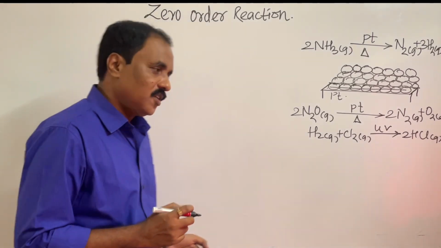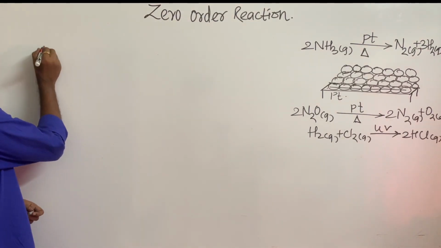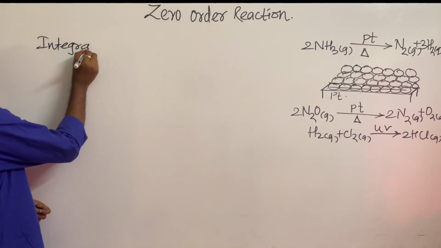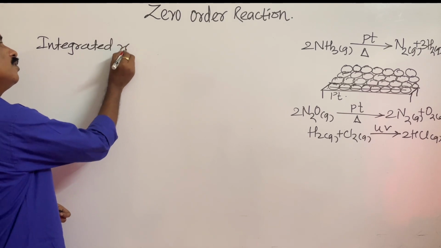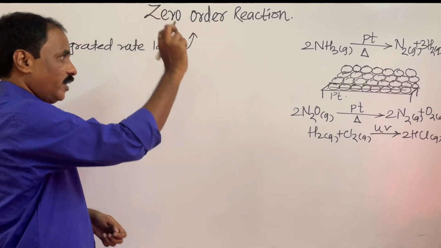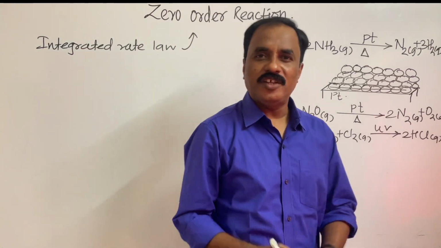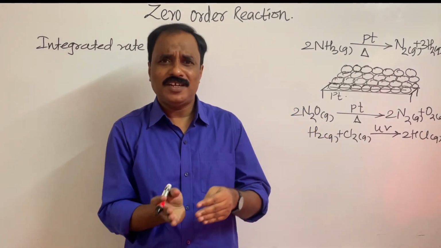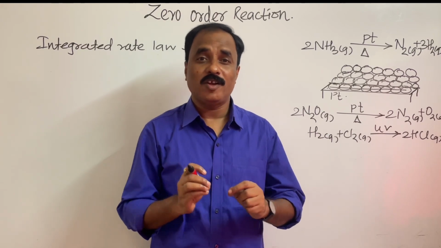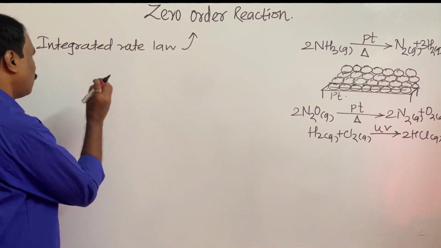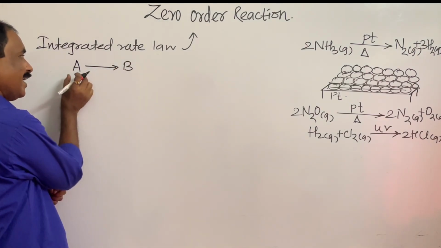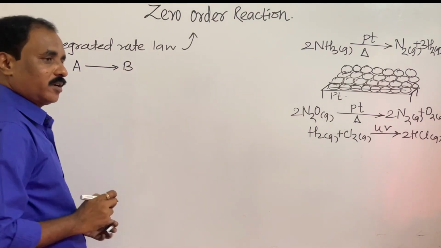Integrated rate law in case of zero order reaction, your title is integrated rate law in case of zero order reaction. A reaction in which the rate of reaction, that is the velocity of reaction, does not depend on the concentration of reacting molecules. I will take a general example of this. Suppose A to product, or A to B. Here A is a reactant and B is a product.